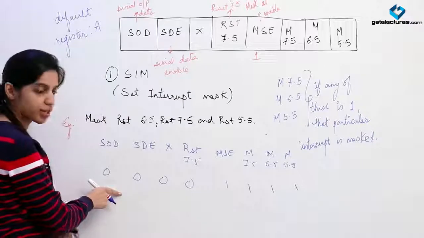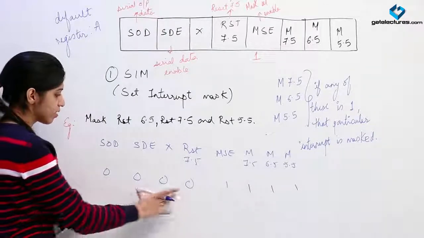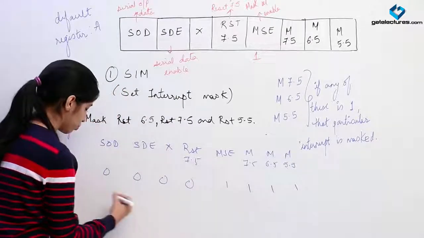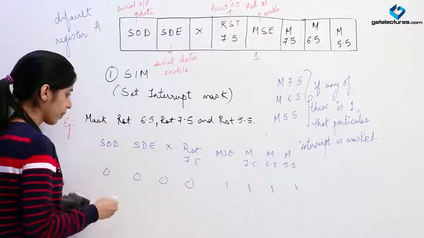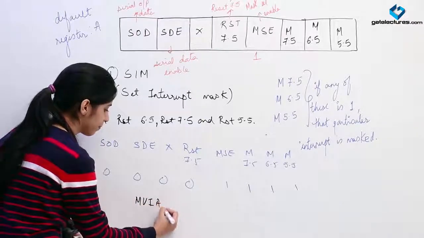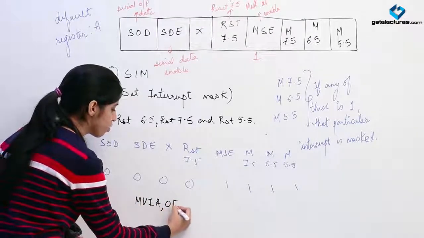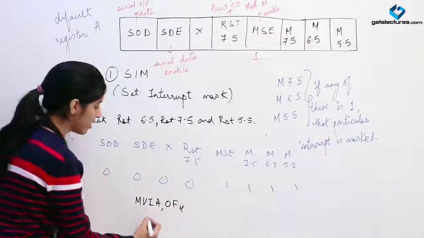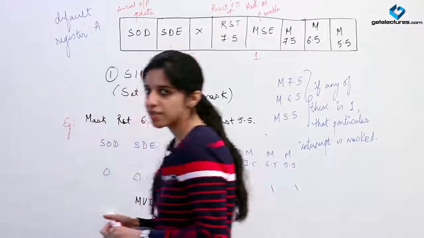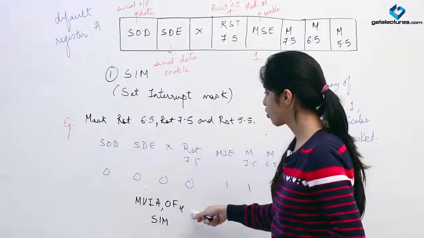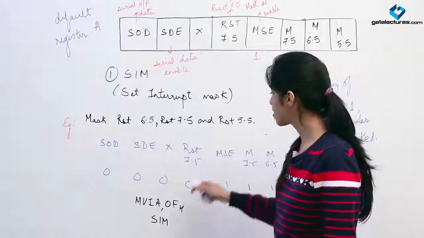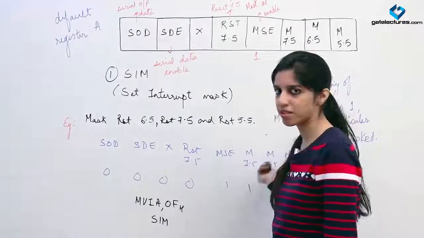Now what is this number in hexadecimal? Let us just see. These 4 bits represent 0, these 4 bits represent F. So what I am going to do is MVI A, 0FH and after that SIM. So what does this instruction do? This instruction loads the accumulator with this data, and this SIM, what does this do? This masks all these interrupts.